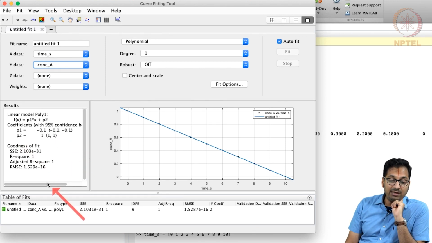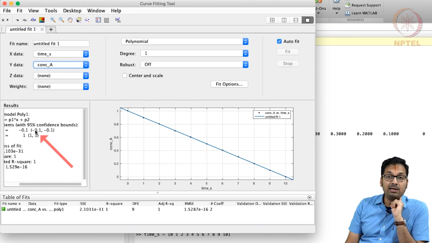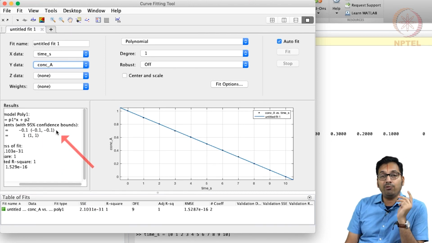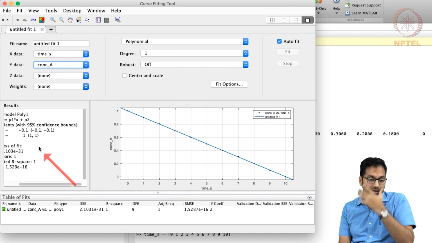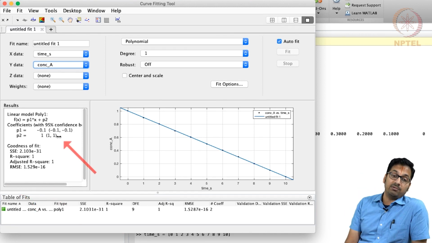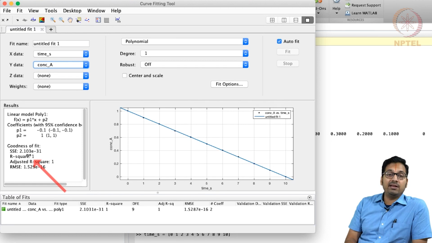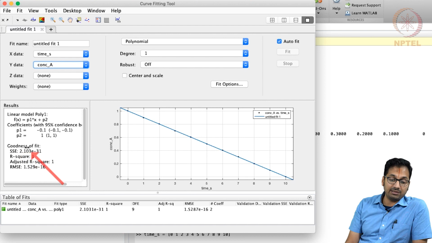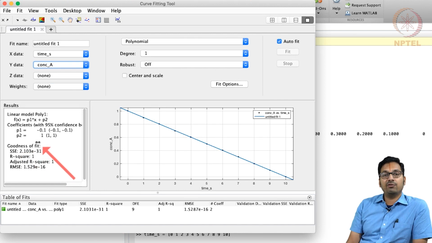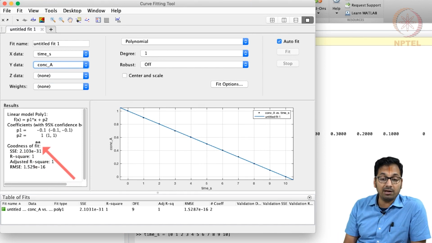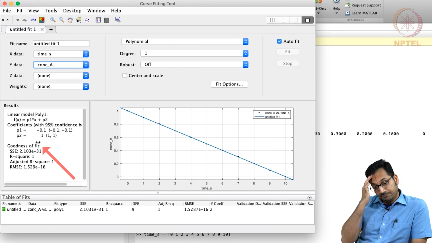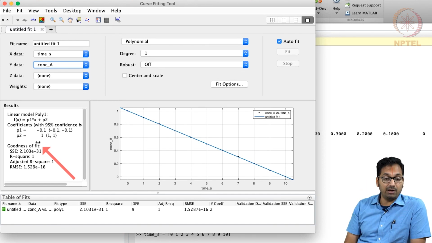It's saying that within a 95% confidence interval, the range is -0.1 to -0.1, meaning that there is literally no uncertainty, and so is the case for the intercept, which goes between 1 and 1, which means the only value it can take is 1. The R square comes as 1, which is once again what we saw even in the Excel spreadsheet, and there are also other ways of judging the goodness of fit, so you can understand how well your model agrees with the data that you have generated.